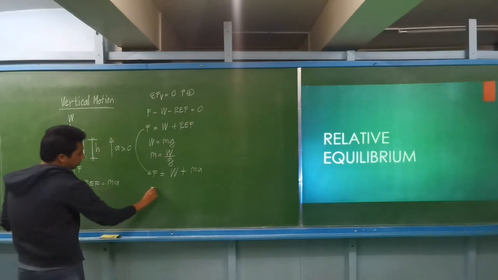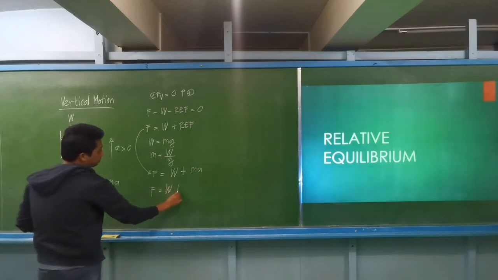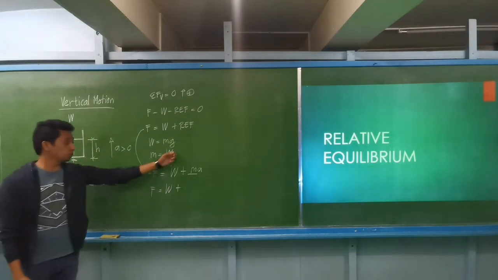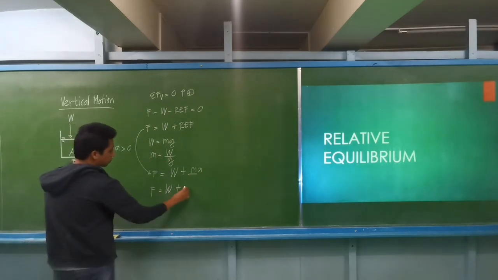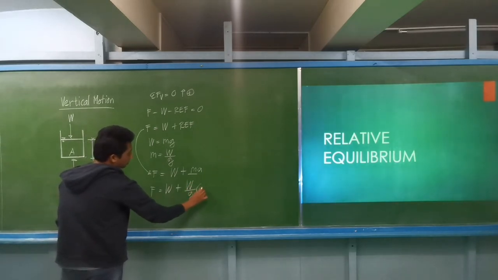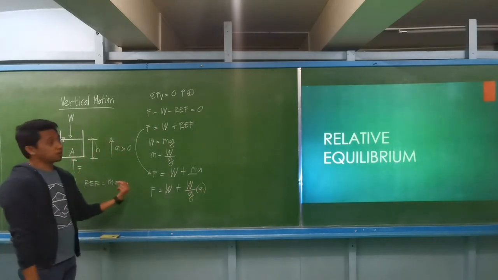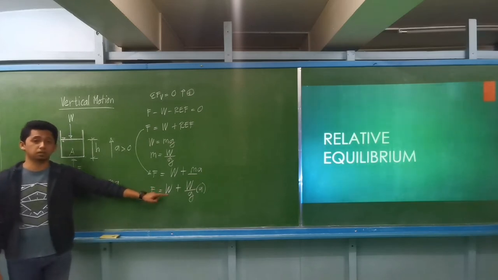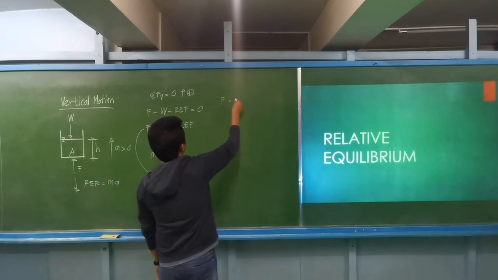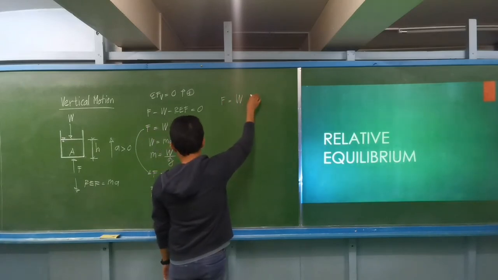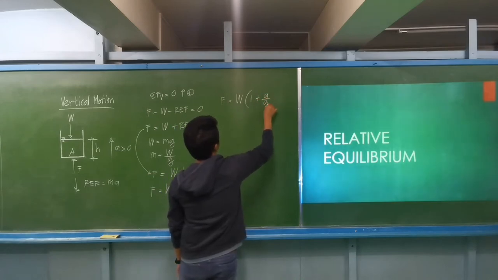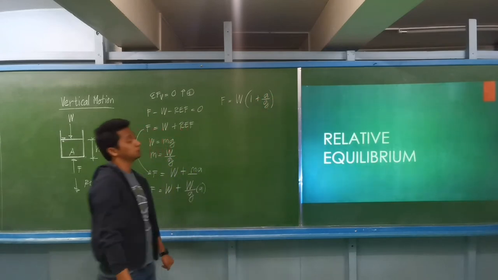So we have the force is now equal to the weight, plus what is the equivalent of mass? Mass is equal to weight over the acceleration due to gravity. So it's the same as weight over g multiplied by the acceleration. So we can factor out the weight. So we have an equivalent of the force is now equal to the weight multiplied by 1 plus the acceleration divided by the acceleration due to gravity.